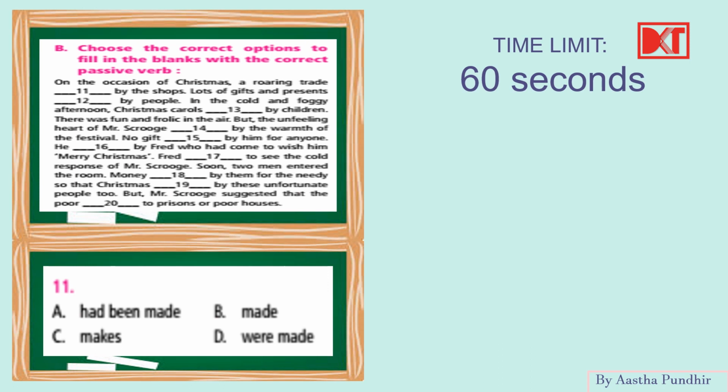Okay, so here we have a passage. We have to fill it up with the correct passive voice. Let's see. On the occasion of Christmas, a roaring trade dash by the shops: has been made, makes, were made. Alright, so here we are talking in the past tense first of all. So, had been made by the shops.